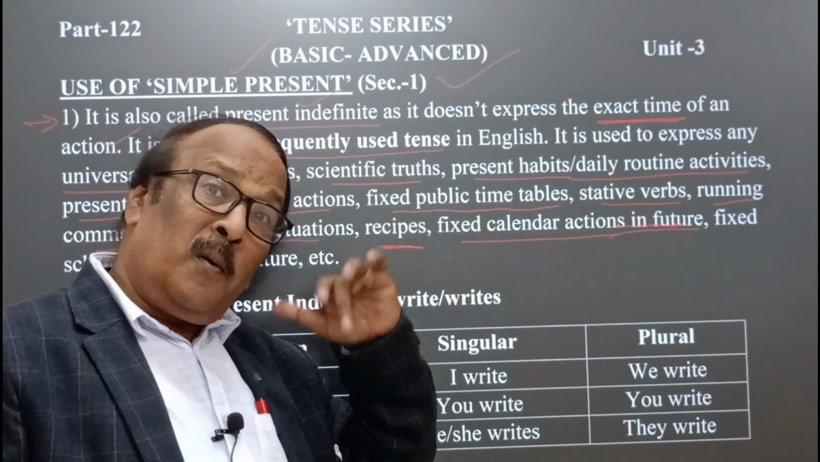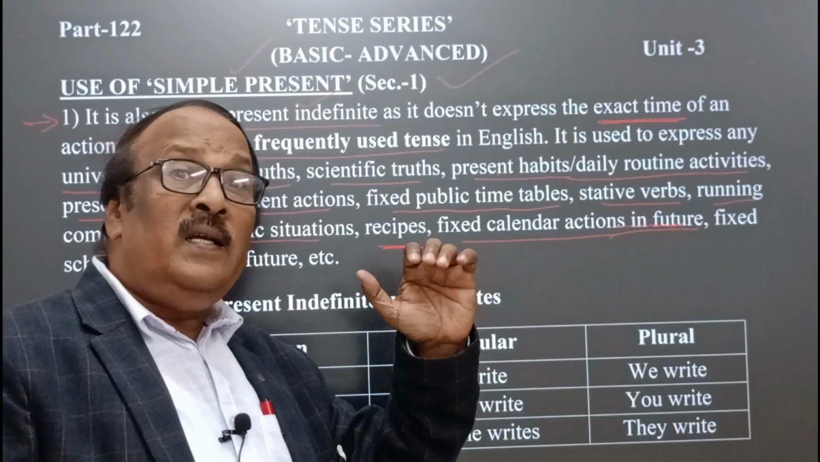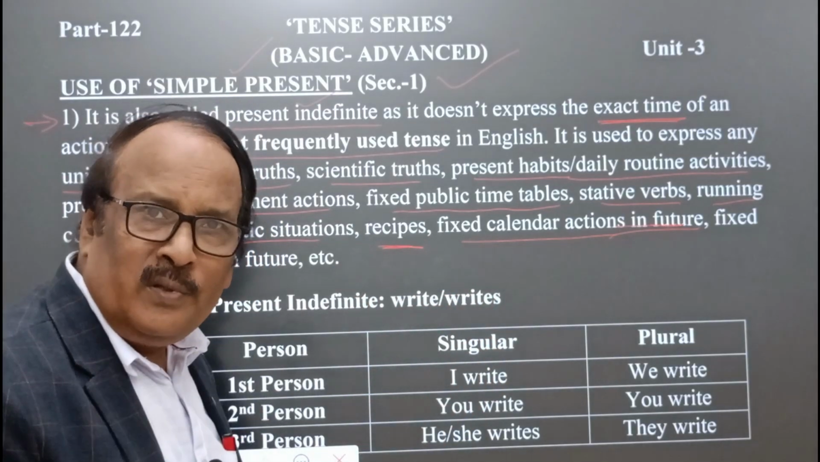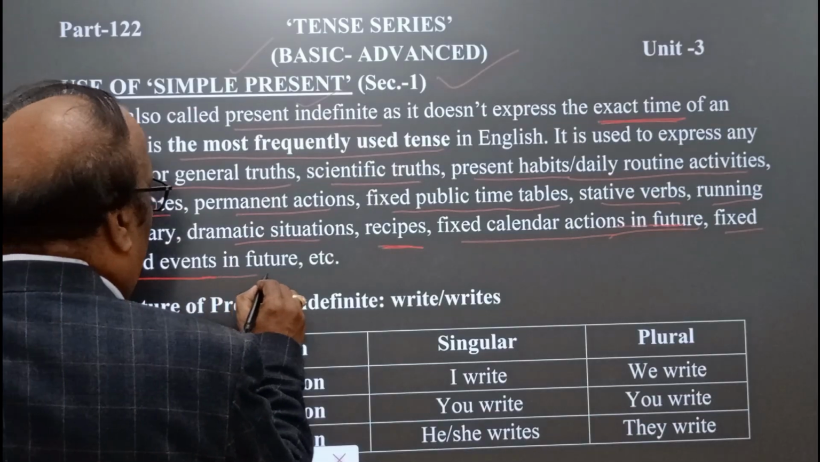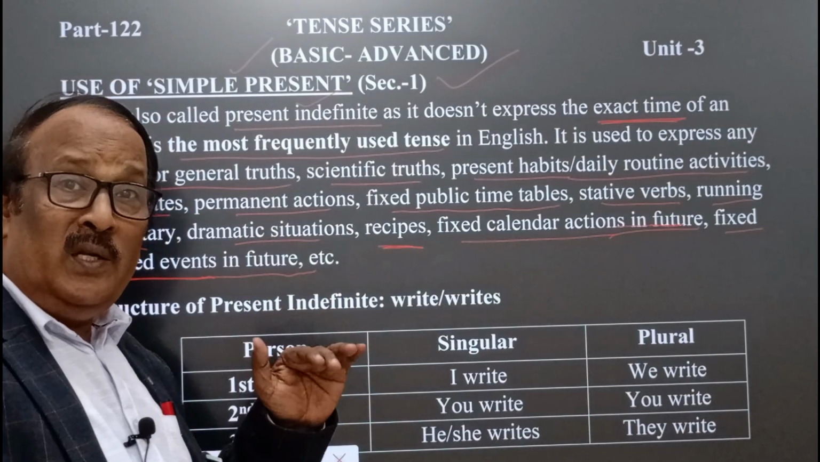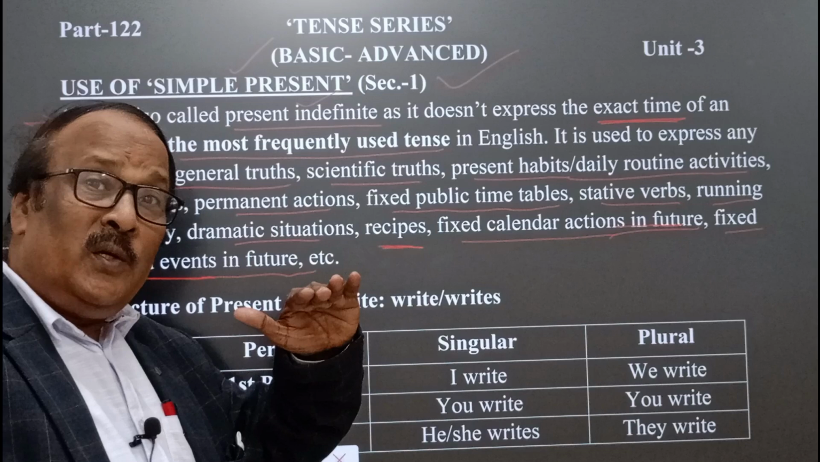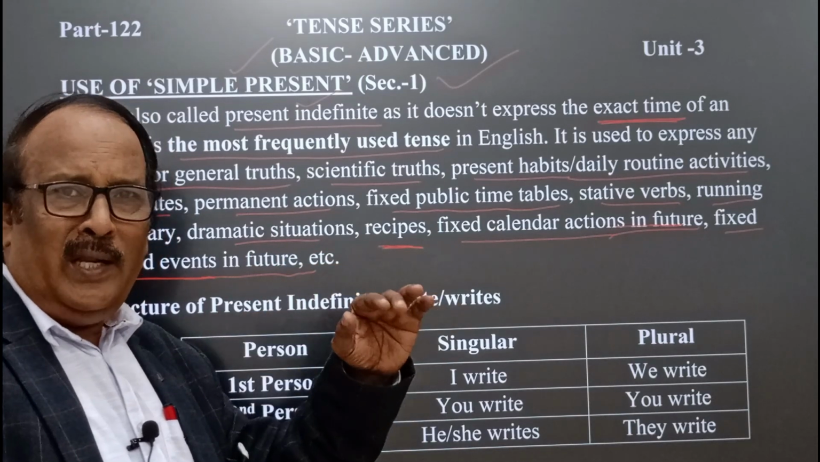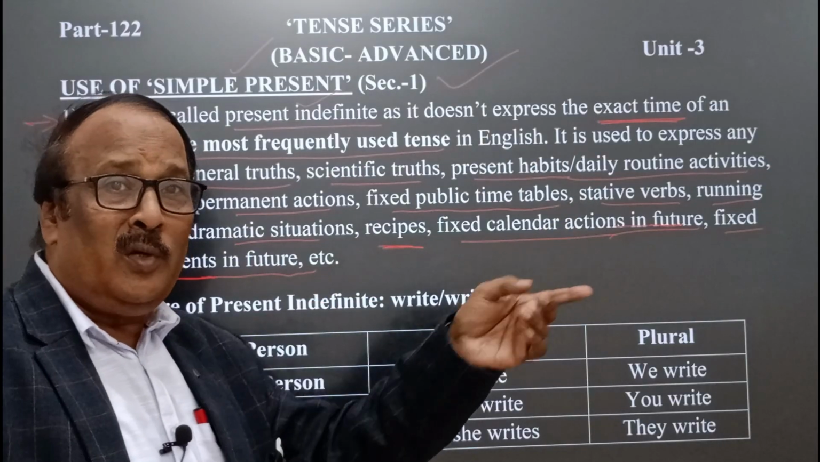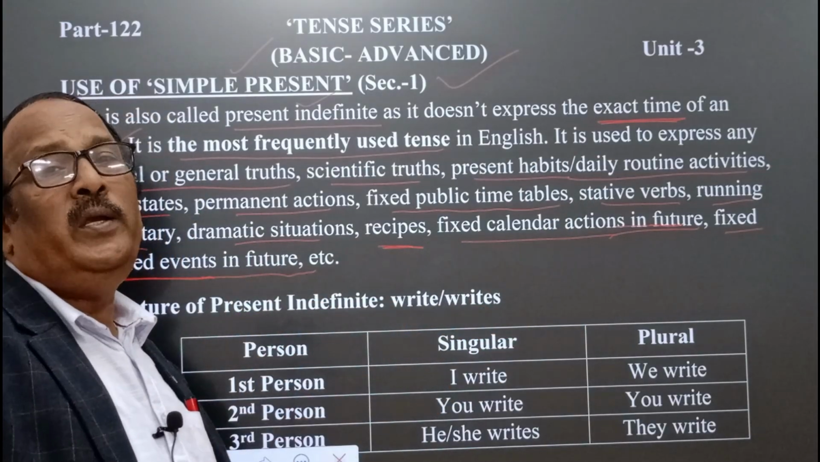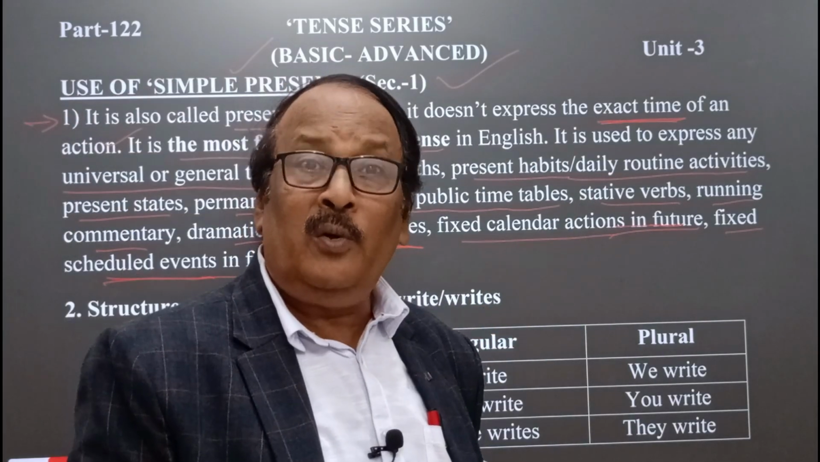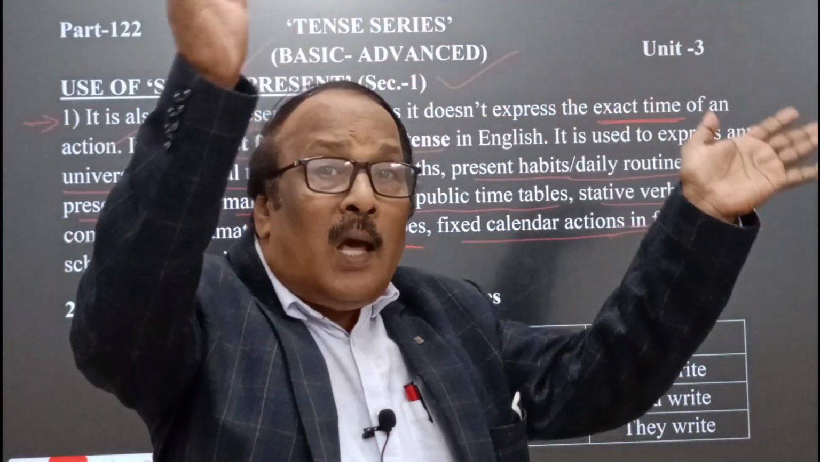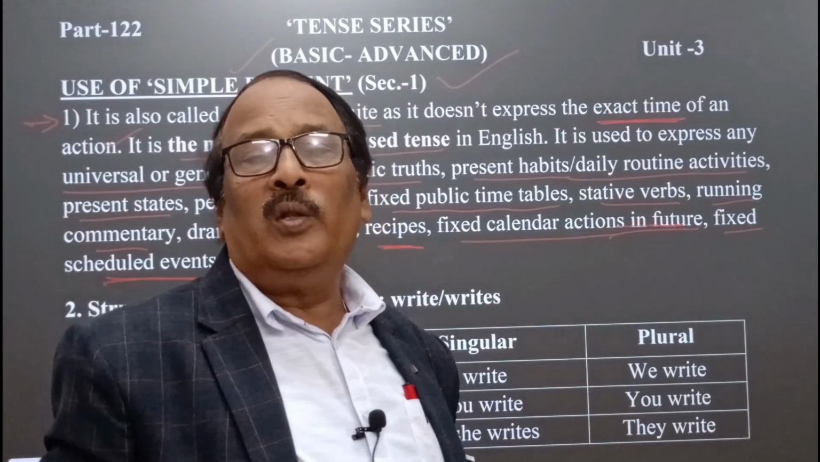Fixed calendar actions. In future, it means in our calendar we have already fixed what to do. Therefore, in order to perform that fixed calendar action, we also take the help of simple present. Fixed scheduled events in future means the events which have been fixed by any office or institution to be performed in future. In that case also we use simple present. Therefore the area of use of simple present is larger than that of other aspects.